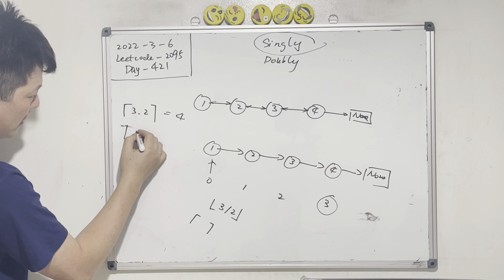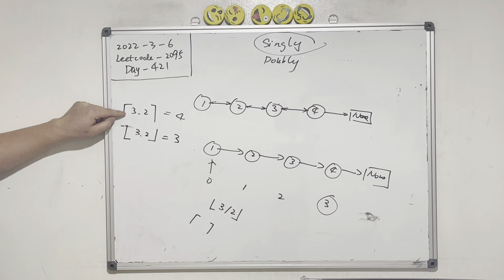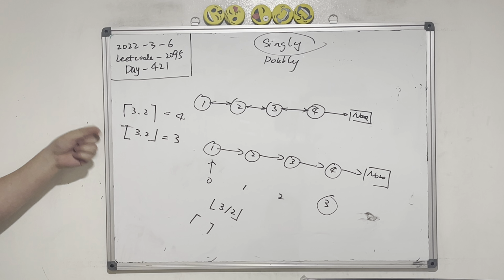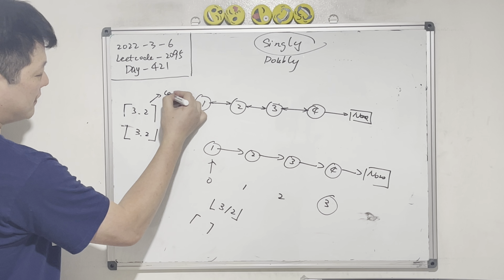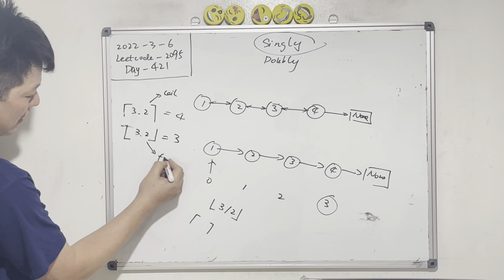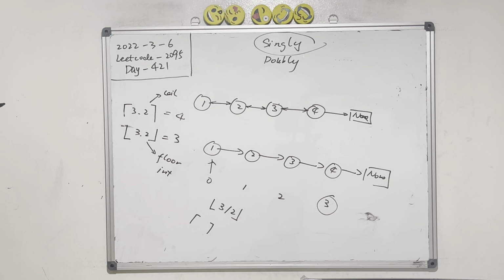Floor of 3.2 equals 3. Make sense? Ceiling means rounding up, floor means rounding down. So this corresponds to ceil, and this corresponds to floor, or int, we can convert to int.